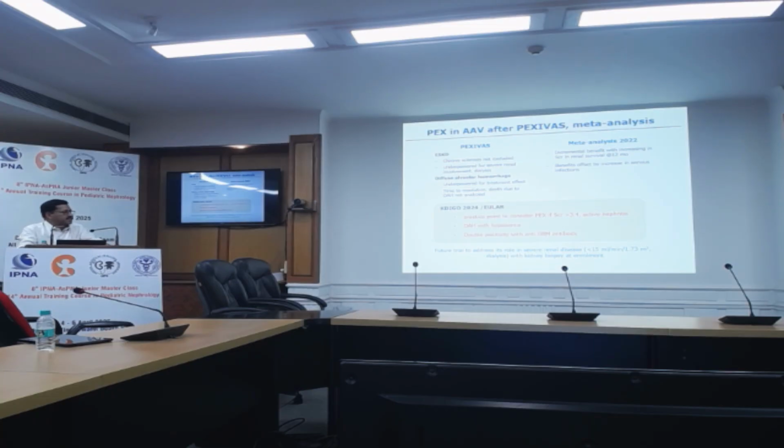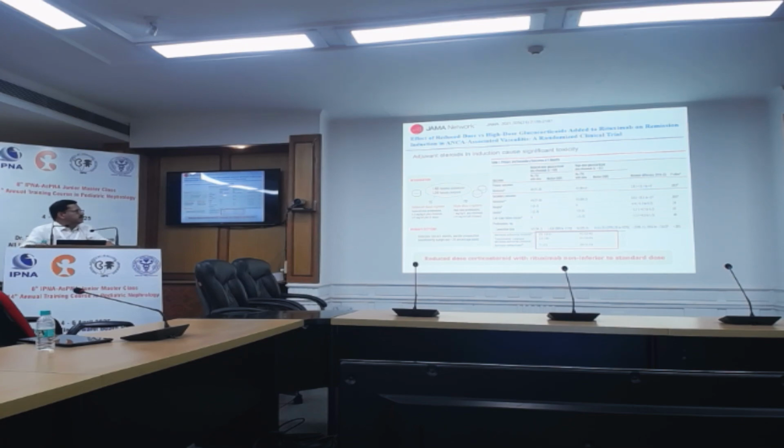to consider plasma exchange if serum creatinine is more than 3.4 with active nephritis. Also to consider doing plasma exchange with diffuse alveolar hemorrhage with hypoxemia, or if there is a double positivity with the anti-GBM disease. And there is a need for future trials to address the role of plasma exchange in severe renal disease, which is dialysis dependent.